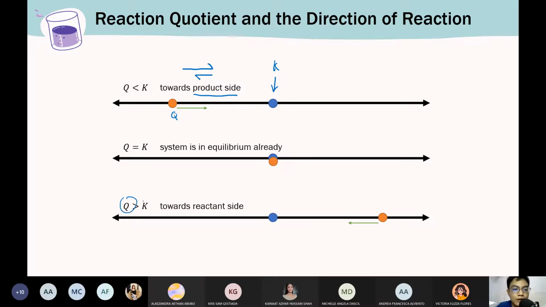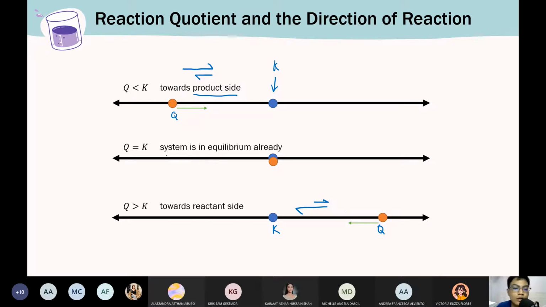However, if your Q is greater than K, it means it went past the K. So this is our K, this is our Q, you went past your destination. So what you will do is go back, and that can be shown by an arrow to the left. Or in an equilibrium arrow, we can write it this way, with the arrow to the left. Meaning, we have to go back. We have to convert some chemicals in order to achieve the K. So the reaction is going to the reactant side. When Q is less than K, the reaction is going to the product side.